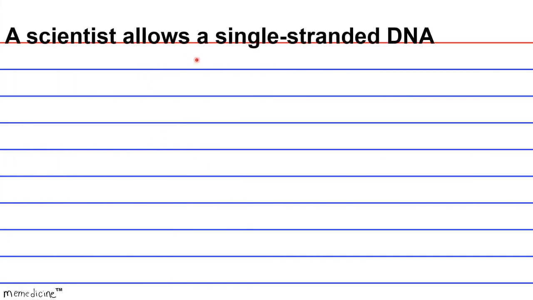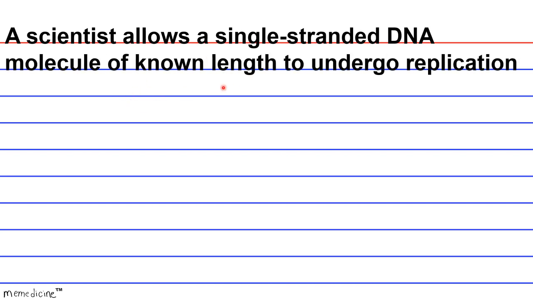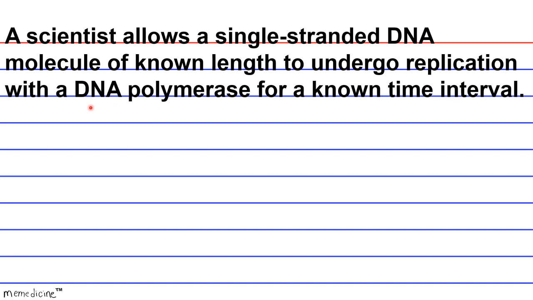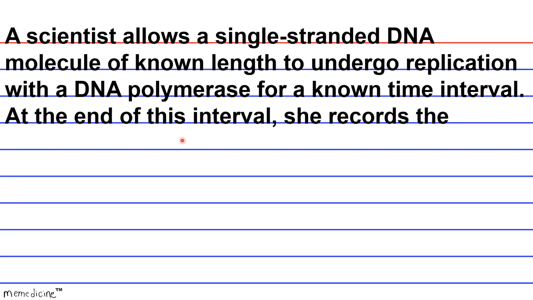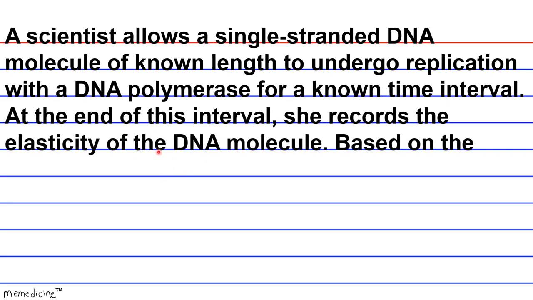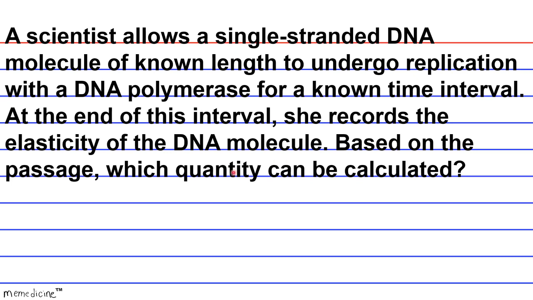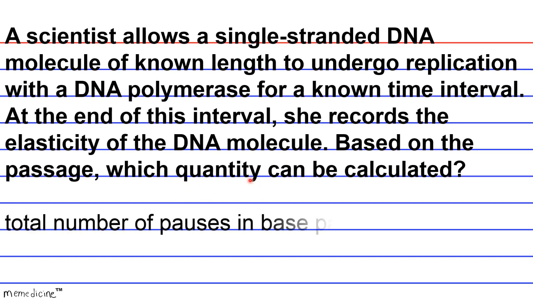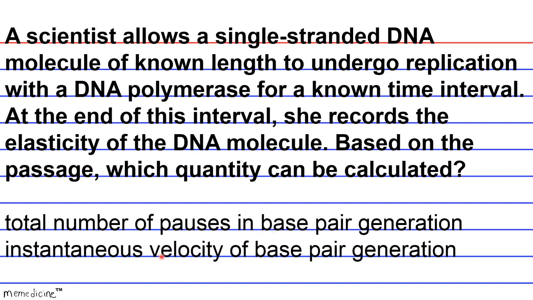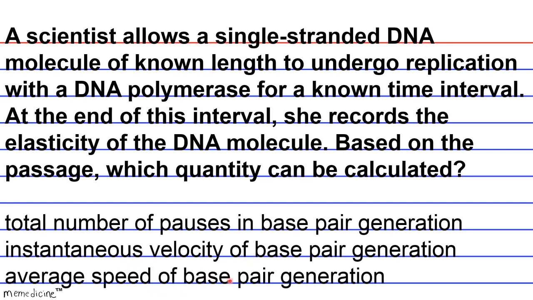A scientist allows a single-stranded DNA molecule of known length to undergo replication with a DNA polymerase for a known time interval. At the end of this interval, she records the elasticity of the DNA molecule. Based on the passage, which quantity can be calculated? Is it A, the total number of pauses in base pair generation, B, instantaneous velocity of base pair generation, or C, average speed of base pair generation? Definitely press pause if you need to, and I'll give you a moment to think. You may want to refer back to the passage.